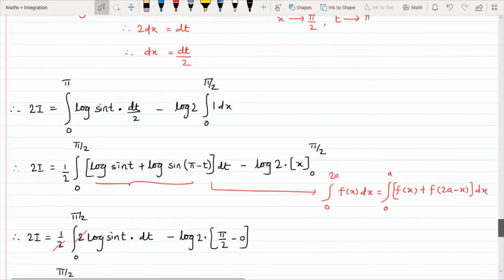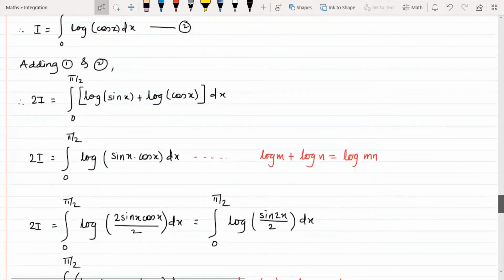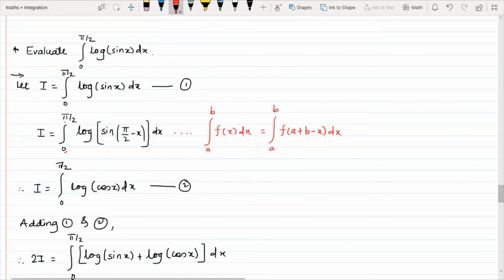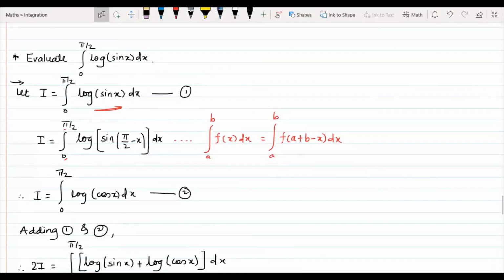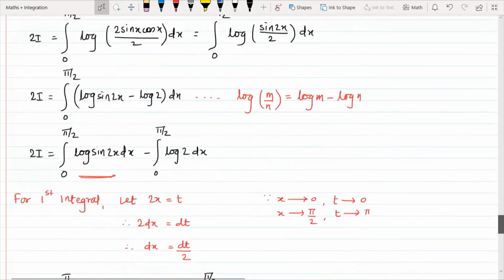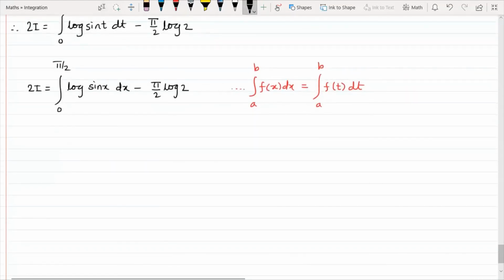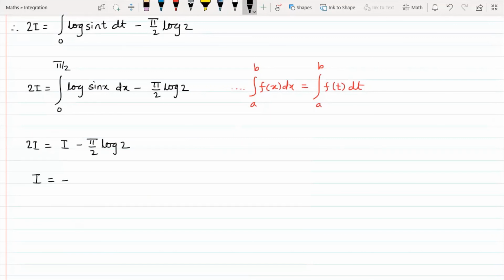Now what to do with this first integral, yet it has not been solved. So if somebody observes, this integration of log of sin x dx is here in the question itself, this is I. So if it is I, then in this step, I can replace the first integral by I, and it becomes then 2I is equal to I minus pi by 2 log 2. Now in next step, this I goes to left hand side and I get I is equal to minus pi by 2 log 2. So this is the value of I.